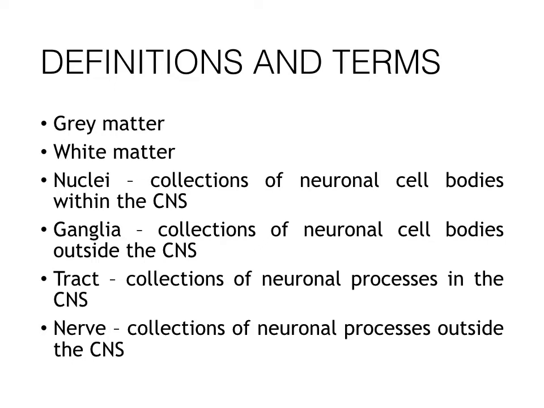The next term which we are going to see is nuclei. It is nothing but a collection of neuronal cell bodies within the central nervous system. Example, you have cranial nerve nuclei, 7th cranial nerve nuclei, 8th cranial nerve nuclei. Whereas ganglia is also a collection of neuronal cell bodies, but it is outside the CNS. If there is a collection of neuronal cell bodies outside the central nervous system, meaning outside the brain and spinal cord, it is called ganglia.